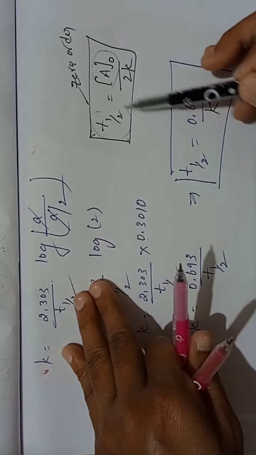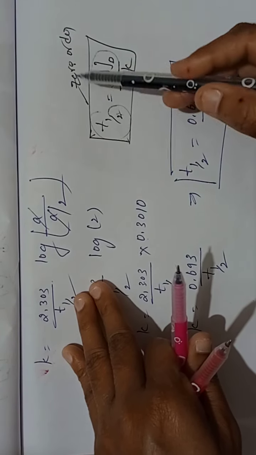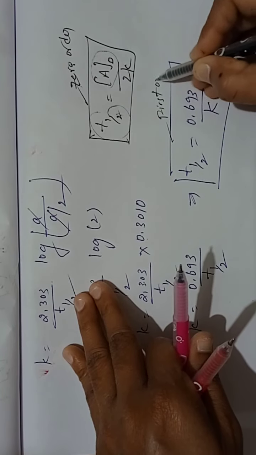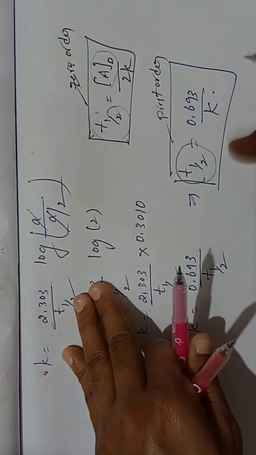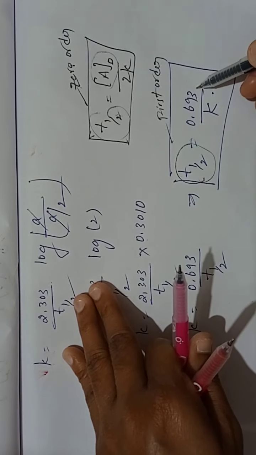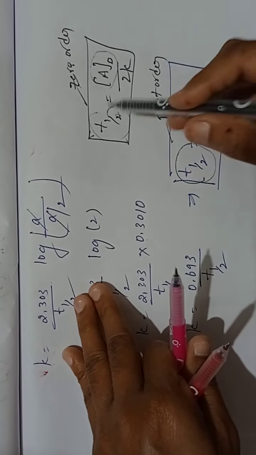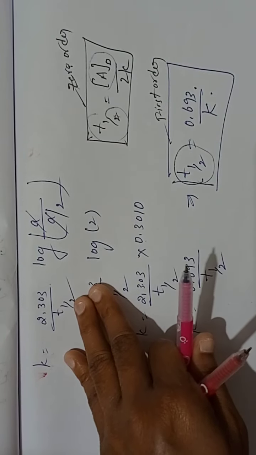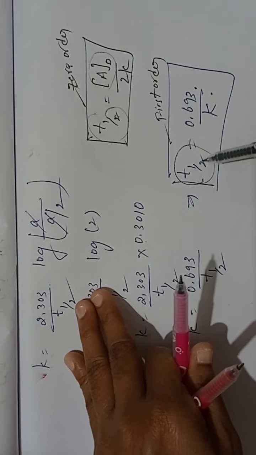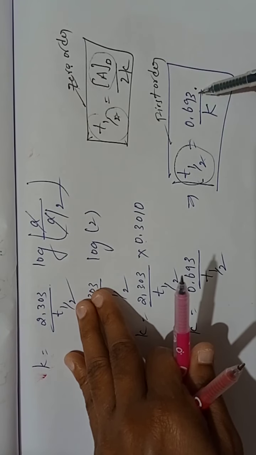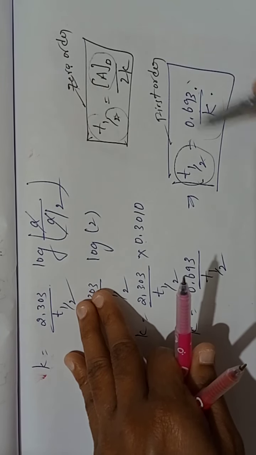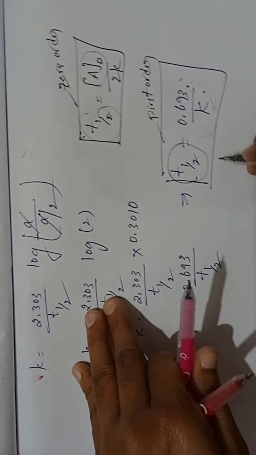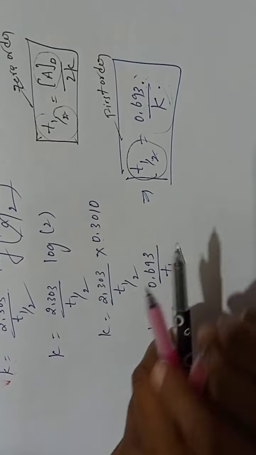So that means t half depends on A naught in case of zero order. In case of first order reaction, t half is independent of the initial concentration of the reactant. Correct or not? Here t half depends on A naught, the initial concentration of the reactant. Here t half is independent of A naught, because here the A naught term is not there. So it is independent. Understanding, students?